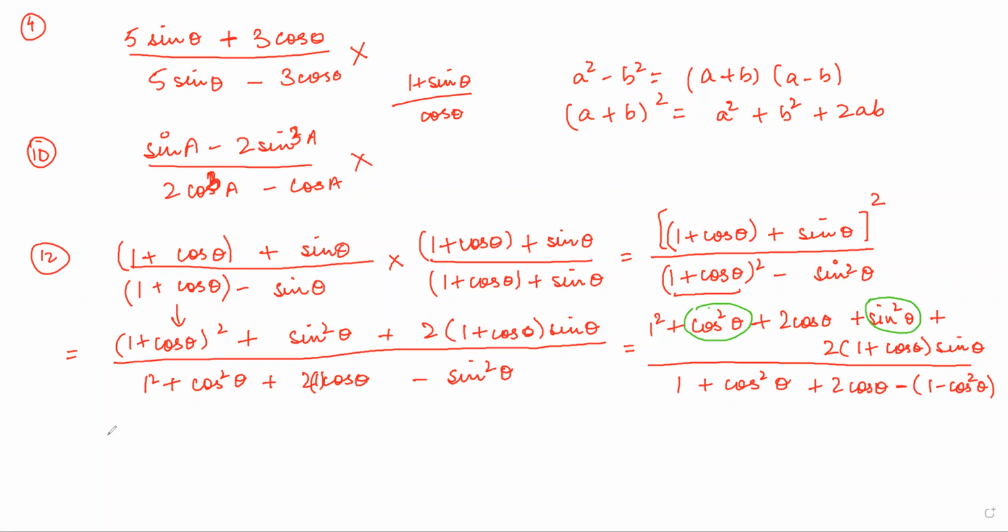So 1 and you have here. So 1 plus 1, 2. Then 2 plus 2 cos theta, and then 2 into 1 plus cos theta into sine theta. So this is left now. Now in the numerator, what will I get now?